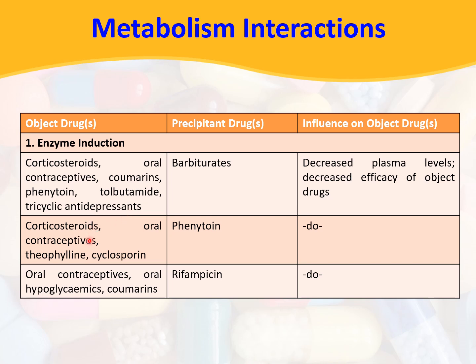The next example is phenytoin, which has a similar action. Whenever phenytoin is taken along with corticosteroids, oral contraceptives, theophylline and cyclosporin, the plasma levels of corticosteroids are reduced. This leads to decreased efficacy. And similarly, whenever rifampicin is taken along with oral contraceptives, oral hypoglycemics and coumarins, the plasma levels of oral contraceptives, oral hypoglycemics and coumarins are decreased, and this leads to decreased efficacy of these drugs.